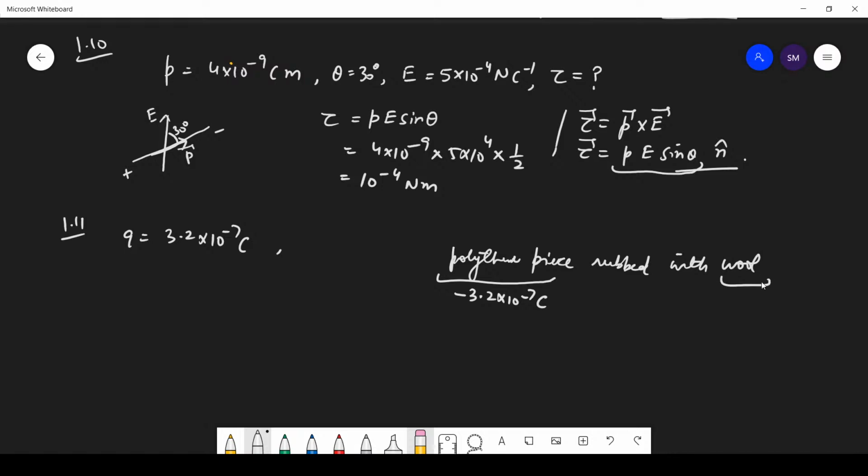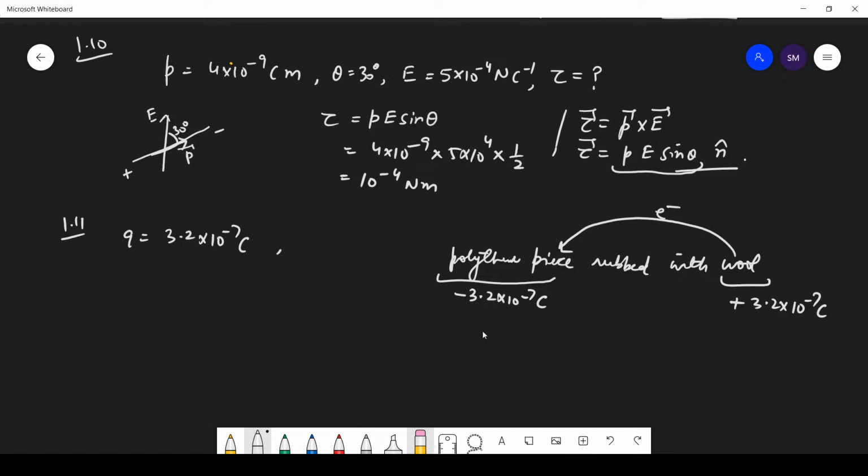So it means wool has acquired positive charge. So obviously electrons have been transferred from wool to the polythene piece. So exactly the same charge will be there on the wool.